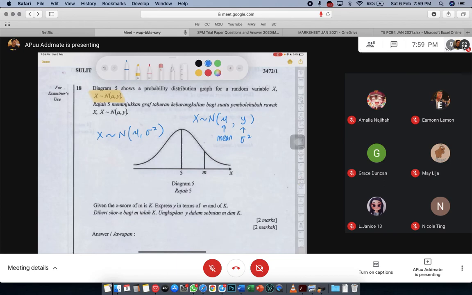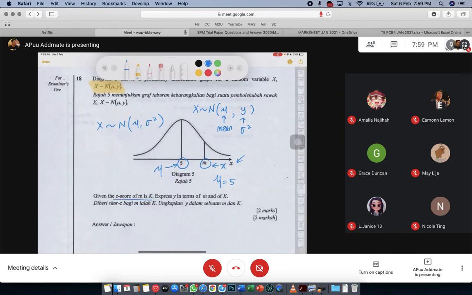Now, if you look at your curve, do you know what's the value of the mean? 5. The mean is in the middle. So that's your value of mean, alright? And then next, the question gives you that this is the value of x. M is your value of x, because it comes from this axis, the x-axis. So M is a value of x. The question says that given that the z score is k, so the value of z equals k. The question asks you to express y in terms of m and k.